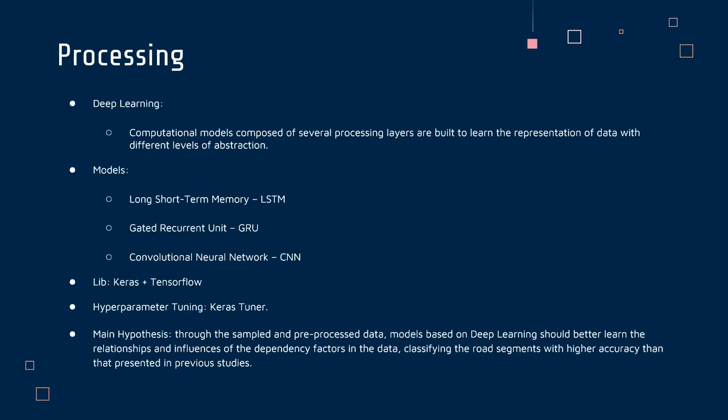After defining the experiments, classification modules were created in the third stage. In this study, we use modules based on deep learning, which are composed of several layers of processing to learn the relationship between data with different levels of abstraction. Long short-term memory, gated recurrent unit, and convolutional neural network modules were developed. The main hypothesis of this research is that through the sampled and preprocessed data, the modules can learn the relationships and influence of the dependence factors in the data.